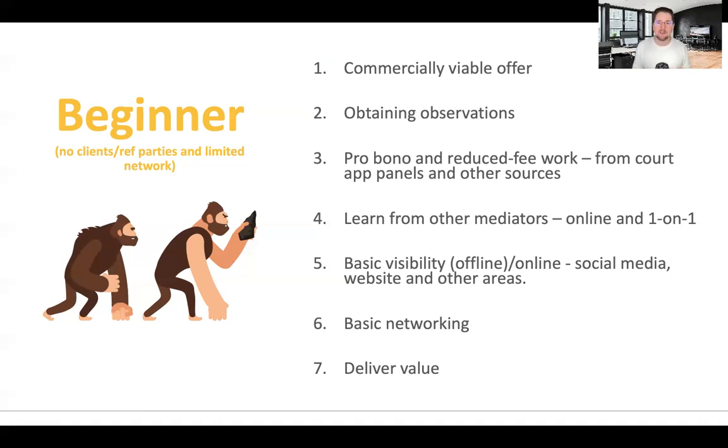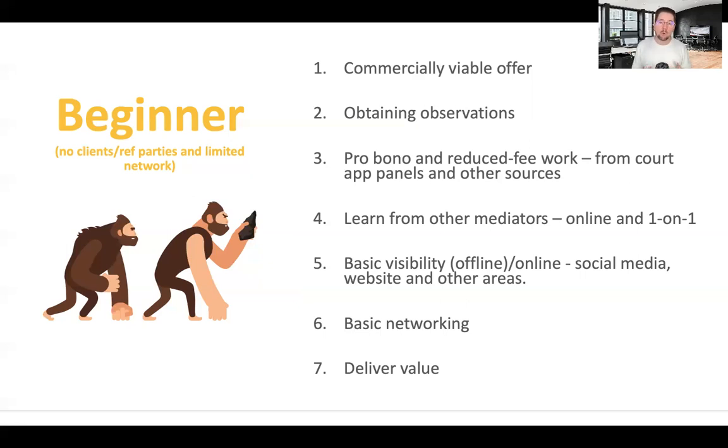Because one of the key things about doing this effectively is understanding your target audience. And the way you understand your target audience is by interacting with them. And the final thing that will happen is that you will also start building out the network. So we work with mediators that are quite established, but they still do this kind of work, like reduced fee work and even pro bono work. So it's great for you if you're just starting out and you're able to get on this kind of panels.